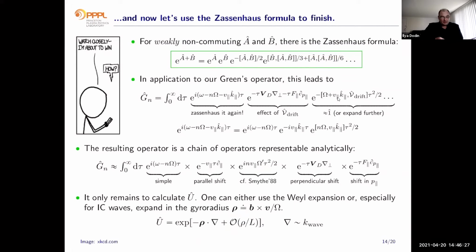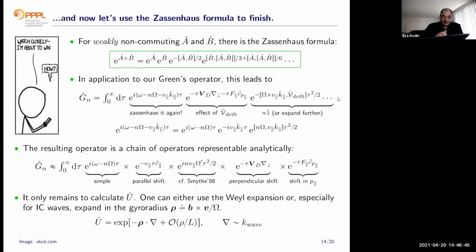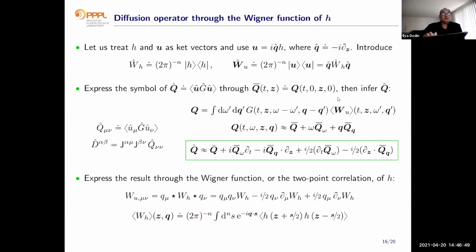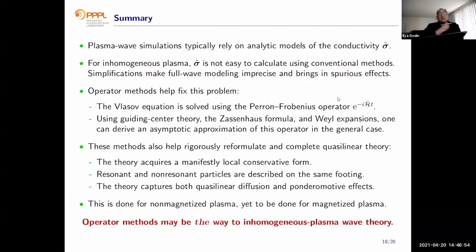Because here you have the same operator which we had for non-magnetized plasma. Here you have magnetic drifts. Here you have diamagnetic forces. And the thing is, it's doable. So it's an asymptotic theory that works in the general case. Like I said, I don't have time to talk about quasi-linear theory, which is actually even fancier, to be honest. But I'll just jump to conclusions.